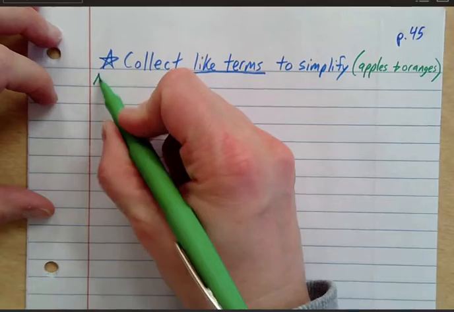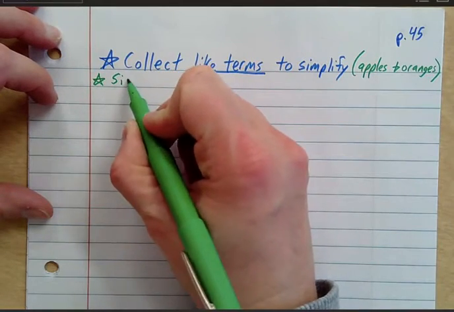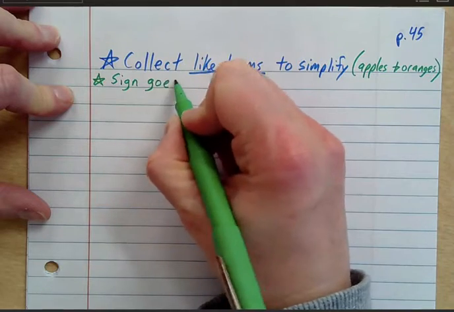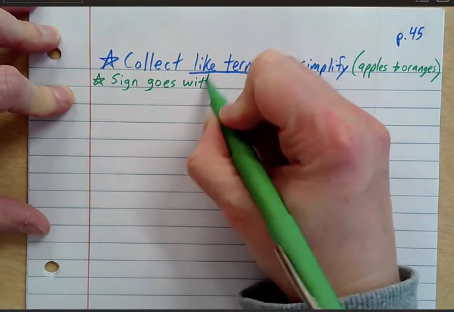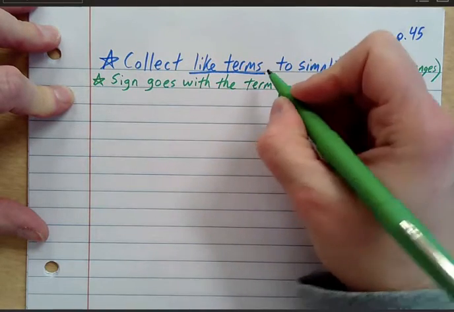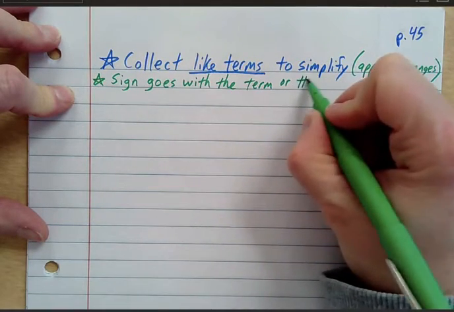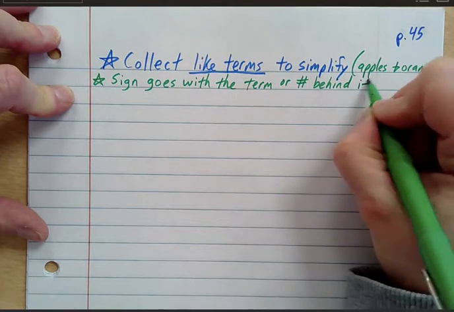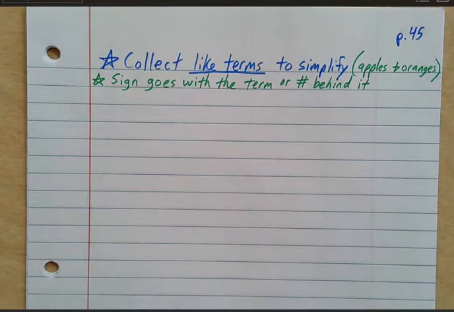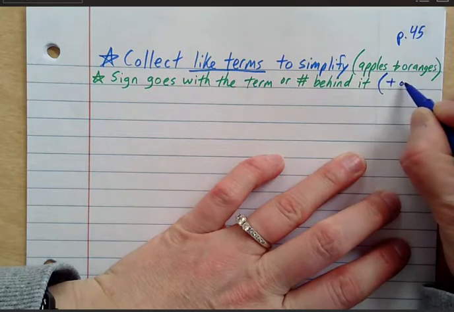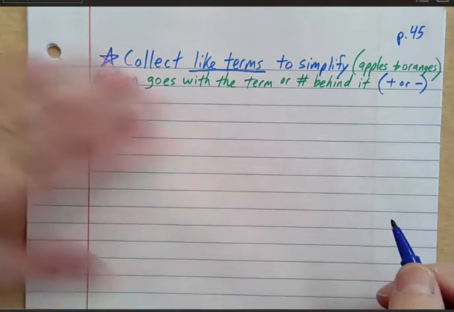Always remember that the sign will go with the term behind it. So the sign goes with the term, or maybe it's a number, that is behind it. What do I mean by that? If it's a plus 4, then you would circle the plus. It tells you what to do with the 4. If it's a plus m, it tells you to add the m. The sign could be plus or it could be minus, but those are the signs you like to circle with whatever's behind it.